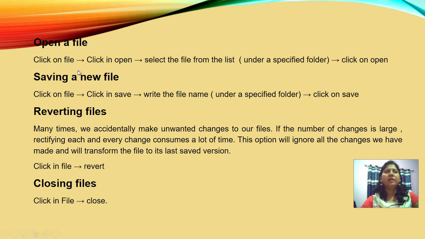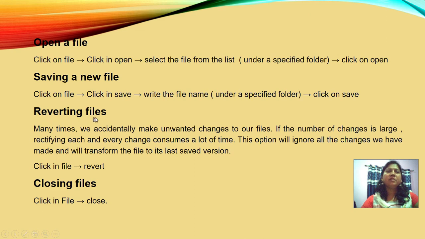Open a file. The procedure is click on file, click on open, select the file from the list, then click on open option. Then how to save a new file. Click on file option, then click on save option, write the file name and select the specified folder, then click on save option.